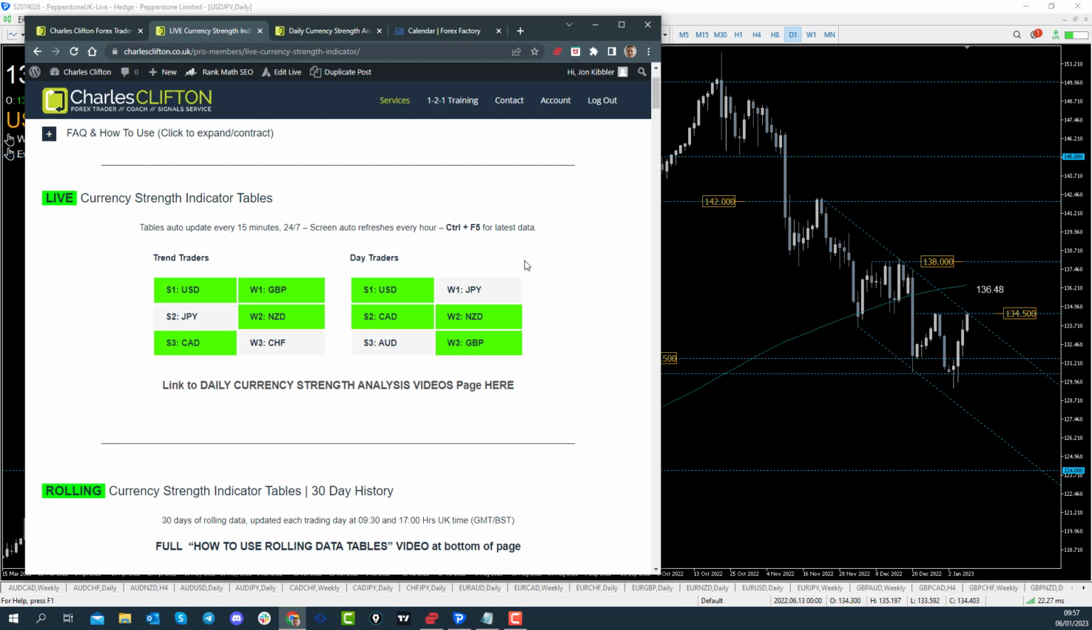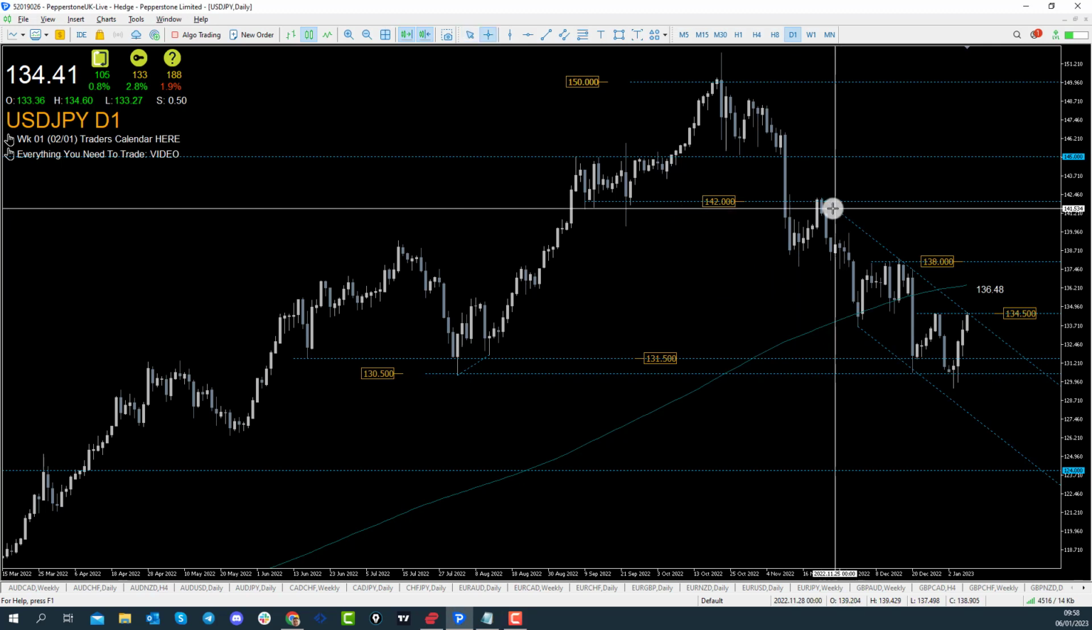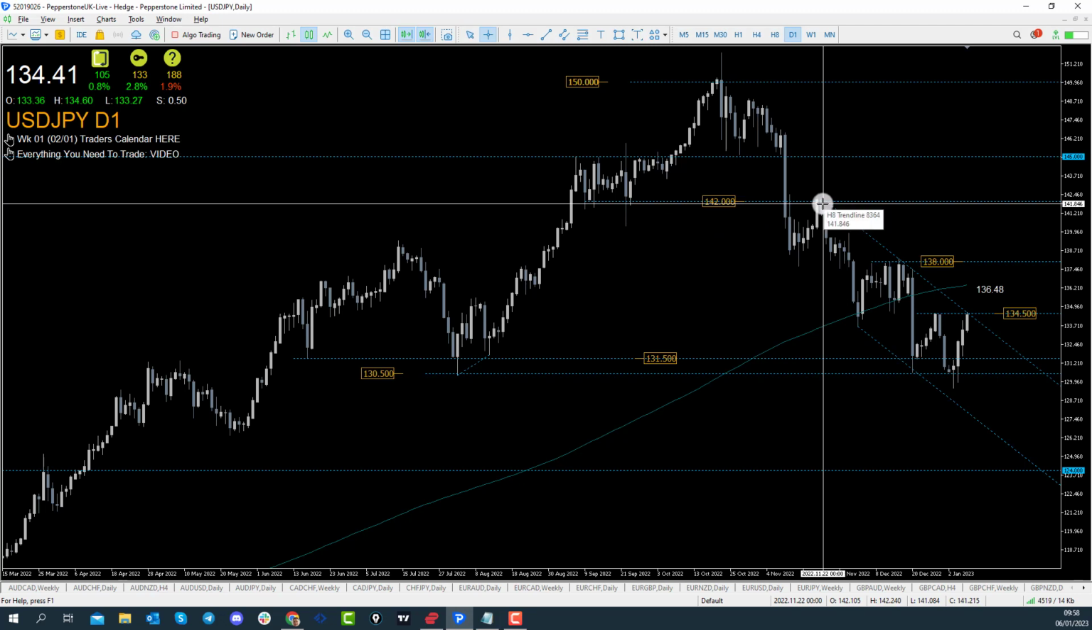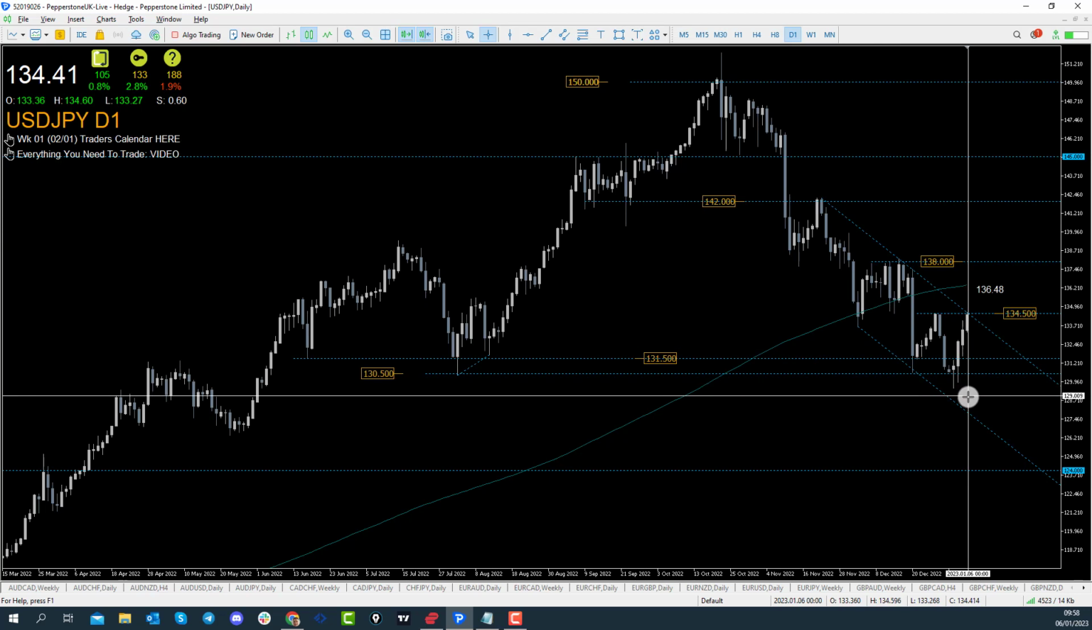And this is why the yen isn't highlighted at the moment, because we are seeing some yen weakness. But what I wanted to show you is that if you come to your dollar yen chart, you can see that we're actually at a key area of interest. So on the daily time frame here, we can see that there's a channel that's been formed ever since price broke below the 1.42 handle. That started to form around about the end of November, and price has stayed within that channel ever since.